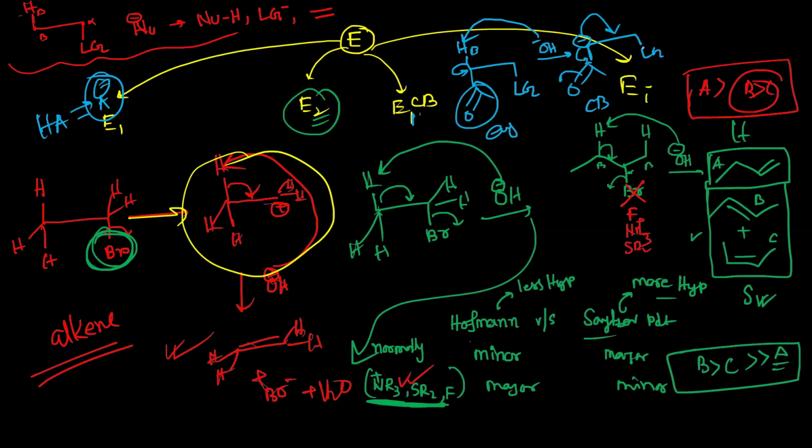In the second step, what will happen? This will happen. Okay, the electron withdrawing group. So this is basically our E1CB. The more the electron withdrawing group, the faster the process will be.